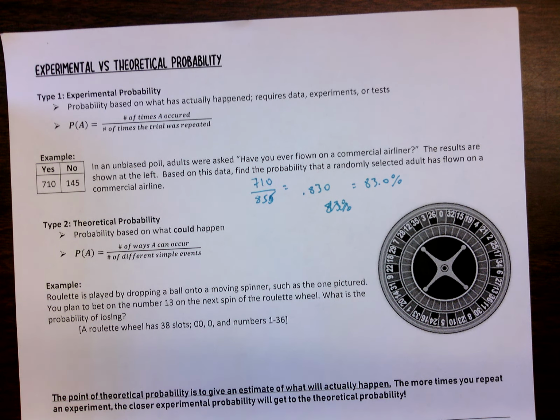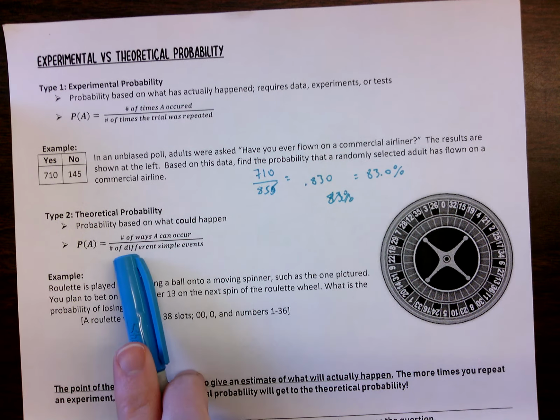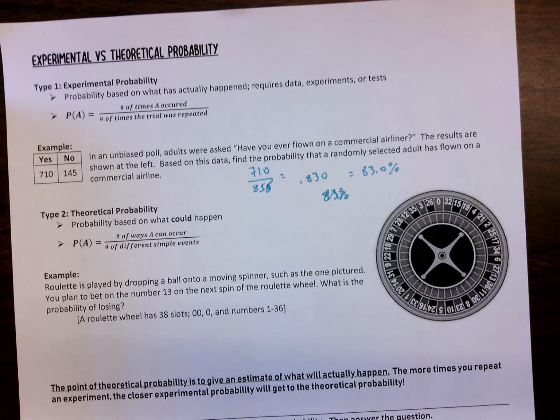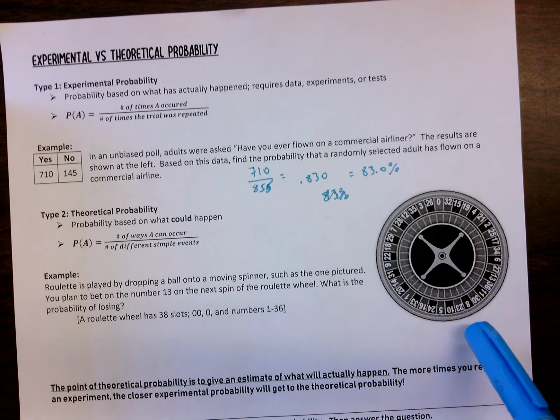Now, theoretical probability is based on what could possibly happen. So you look at the number of ways that it's possible for event A to occur divided by the total number of ways that the results could work out. This guy right here is roulette. You've got an example of what a roulette wheel looks like here. Depending on what type of roulette you play, like there's a European version versus an American version, sometimes it looks a little bit different, but for our purposes, this will work.